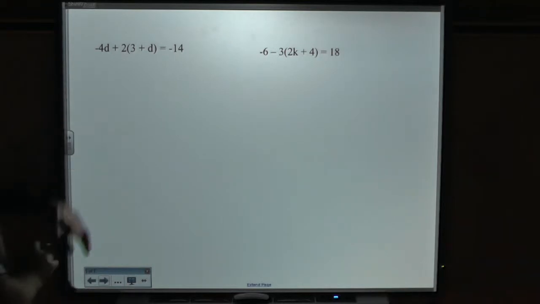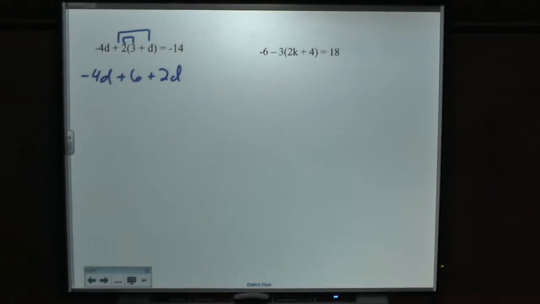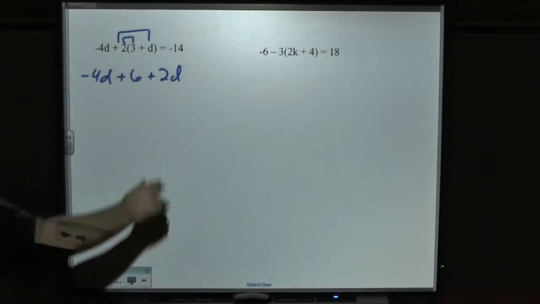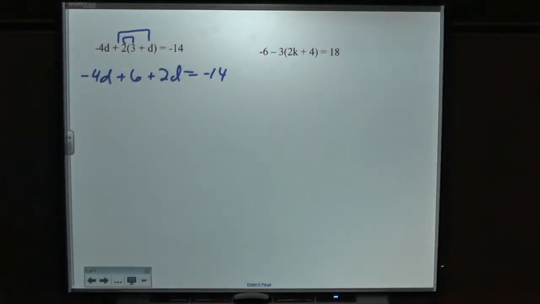So on this first problem, you've got to simplify this 2 times each term inside that set of parentheses to begin with. So we don't do anything with the negative 4d. Leave that alone. It has nothing to do with the parentheses, so we leave it alone. Then we do 2 times the first term, 2 times 3 is 6, and 2 times the second term, that's a positive 2d. All right? So from there, we have an equals negative 14.